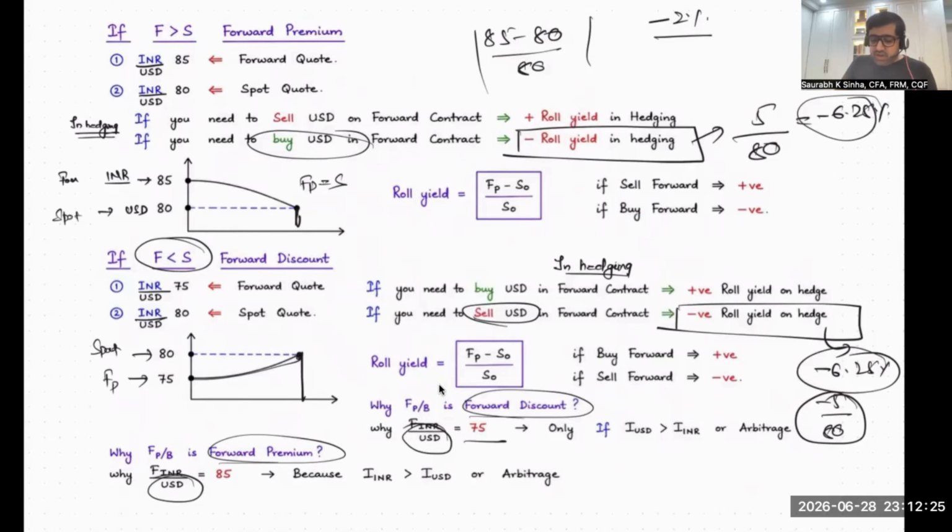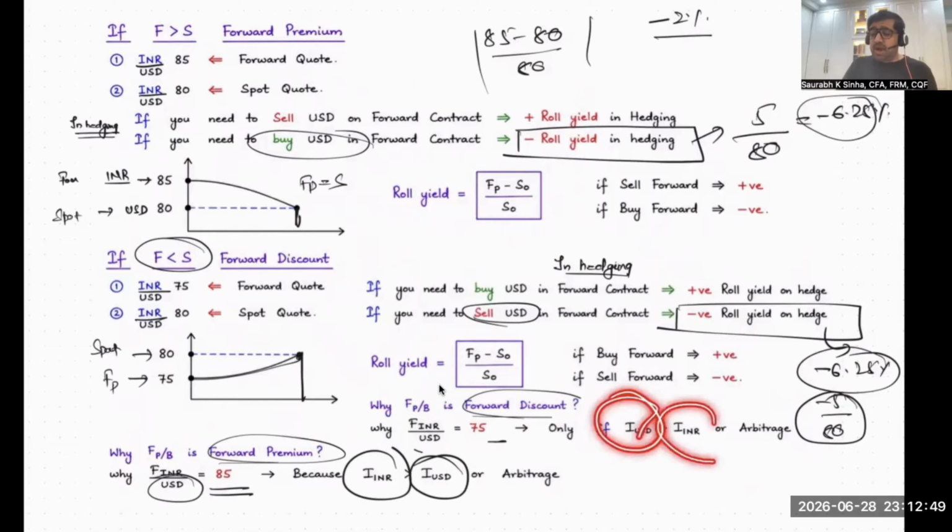Why does USD generally trade at a forward premium? Because we all know that the interest rate in India, or INR interest rate, is always higher than the interest rate in USD. However, in any scenario, if you see that the USD is trading at a discount, it can only happen if the interest rate in USD becomes higher than the interest rate in INR. Otherwise, arbitrage will happen. Okay.